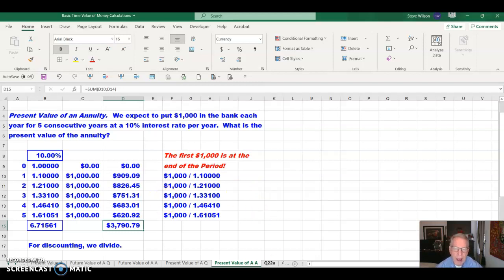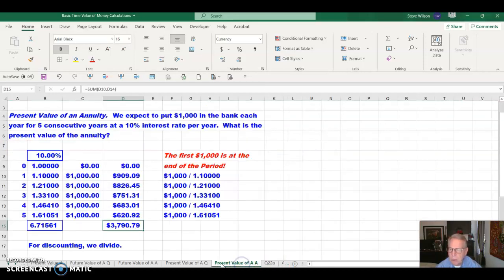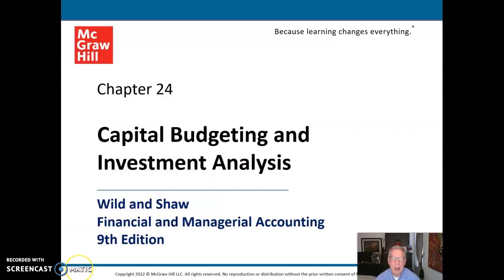I also have some practice problems for those that are very interested to apply some of these principles. But I think it's important initially to understand these basics of the time value of money. Okay. All right then, let's get into the PowerPoint.